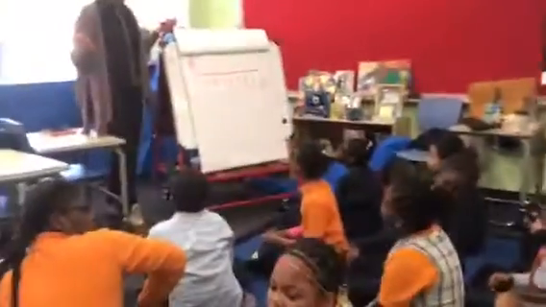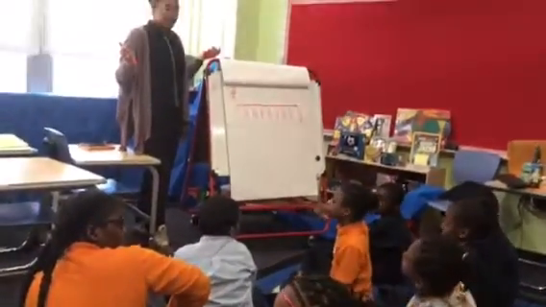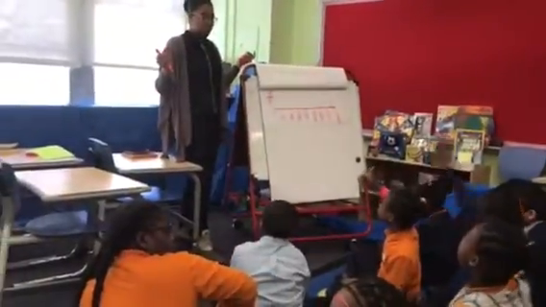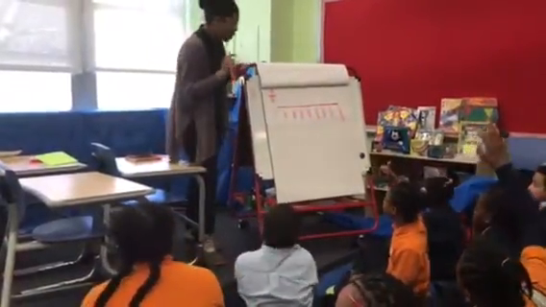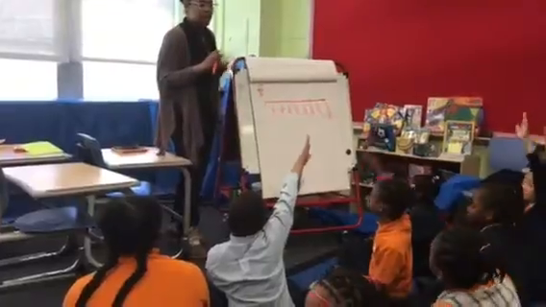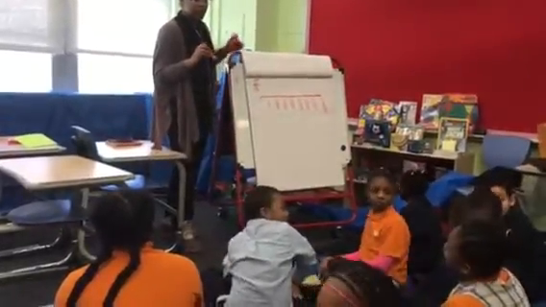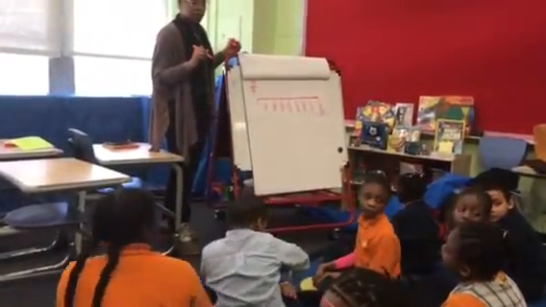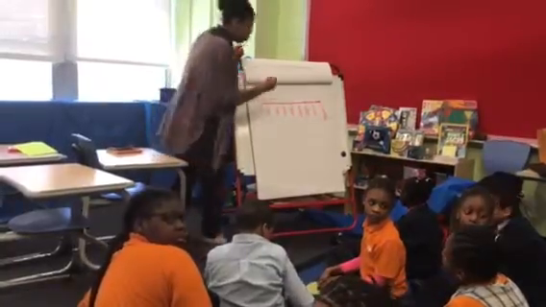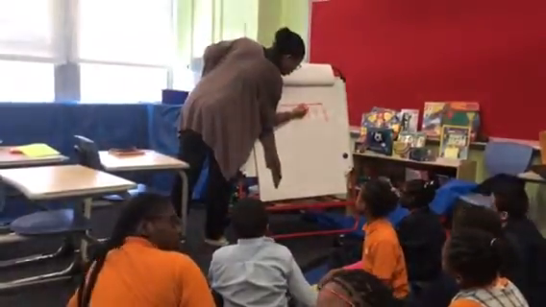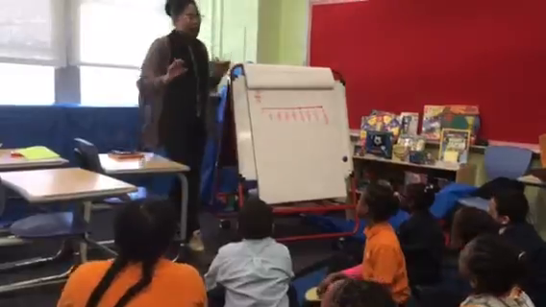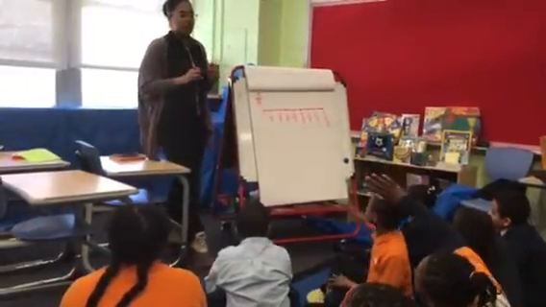Wait, do we know where 5/8 is? Did we label it on the line? What can we do to make sure that we know exactly where it is? Elijah. We can put a mark or something next to it. Ooh, we could put a mark right here. Now we're all set. What should we do now?